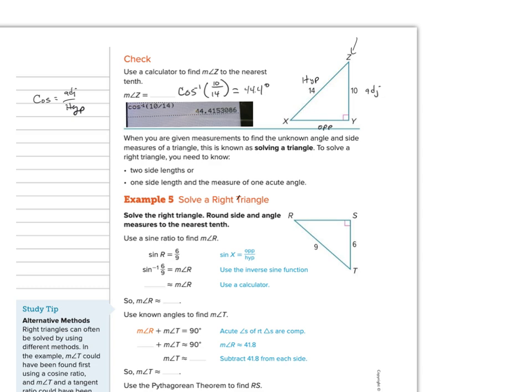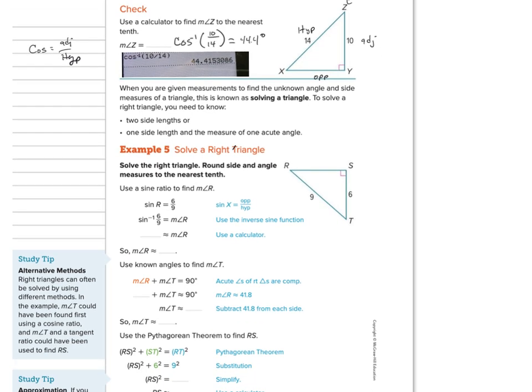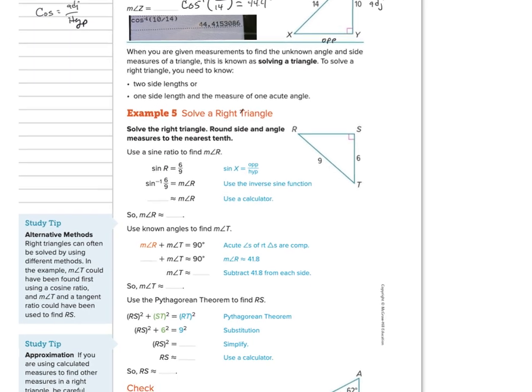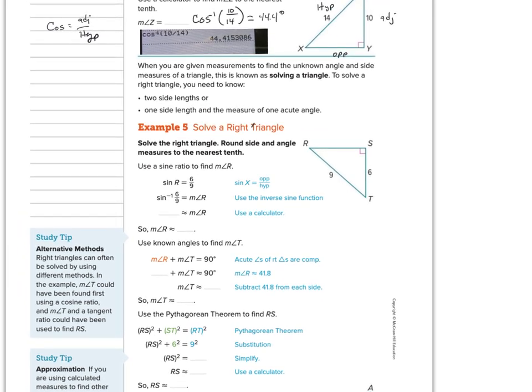Let's see here, solving for a right triangle. Okay, solve the right triangle, round the sides and angle measurements to the nearest tenth. Let's see here, when I'm looking at angle R, this would be my opposite side, this would be my hypotenuse, and this would be the adjacent side.